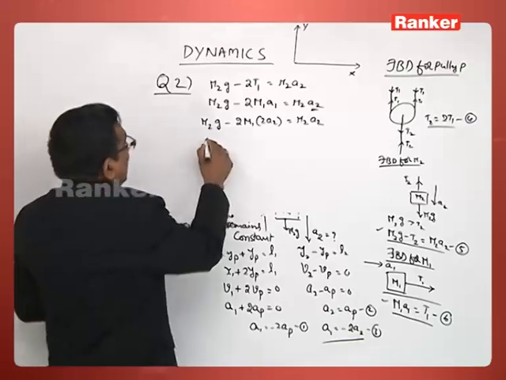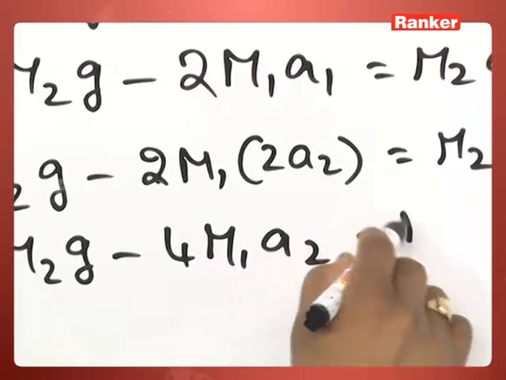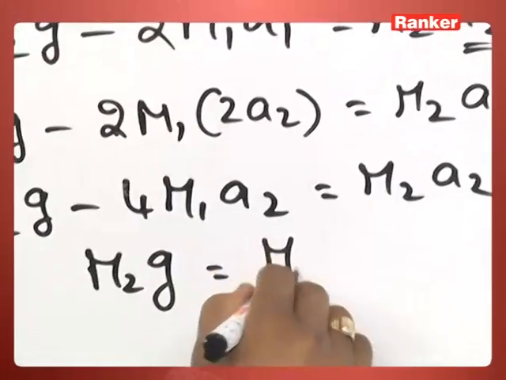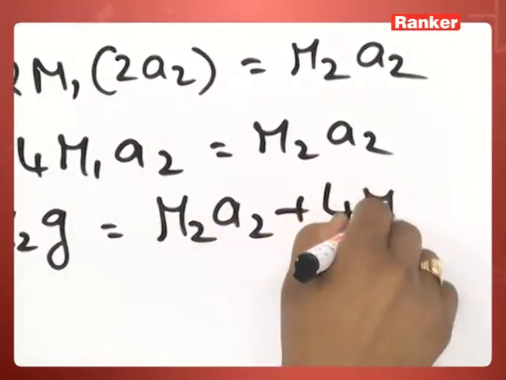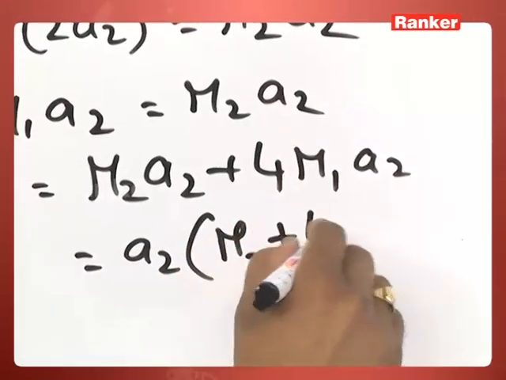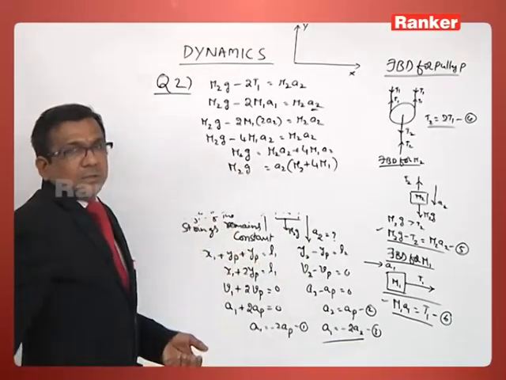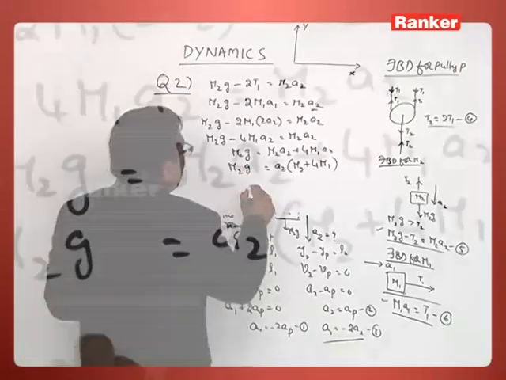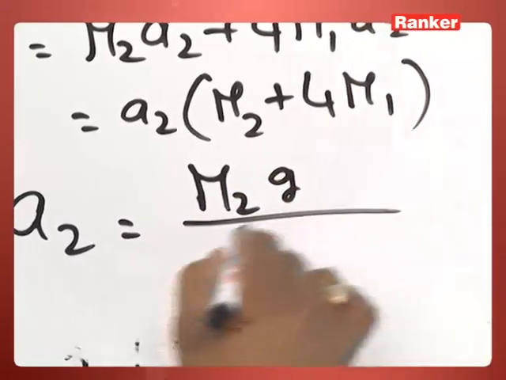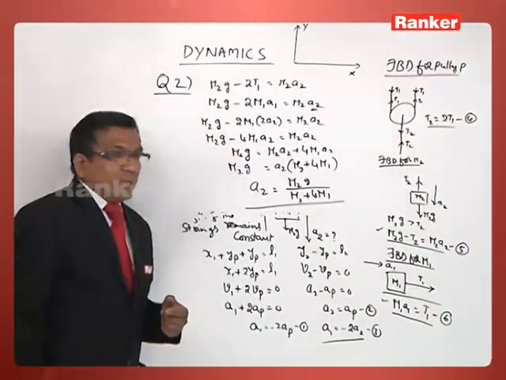Now simplify this. m2g minus 2 into 2, that is 4, m1 a2 is equal to m2 a2. But you want a2, so take this term to the other side: m2 a2 plus 4 m1 a2. Now take a2 common: m2 plus 4 m1. This is all simple mathematical simplification that you can do on your own. Then you further simplify, and you are going to get acceleration a2 as m2g by m2 plus 4m1.